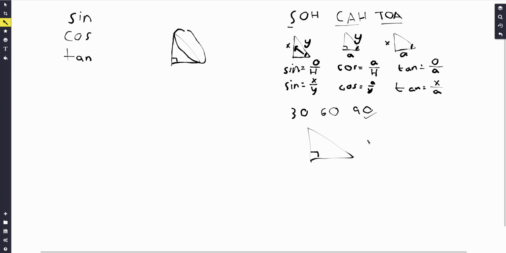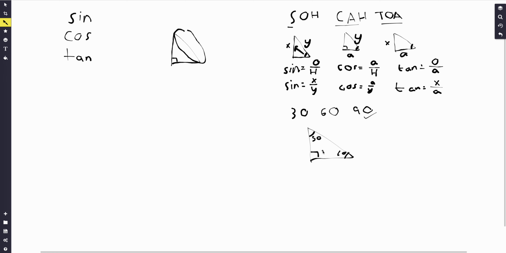Now, in a 30, 60, 90 triangle, either of these angles can be 30 or 60, but one must be 30 and one must be 60. For this case, I would make this one 30 and this one 60. But it doesn't matter, you could have flip-flopped those.